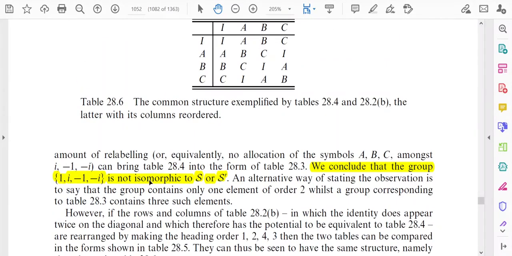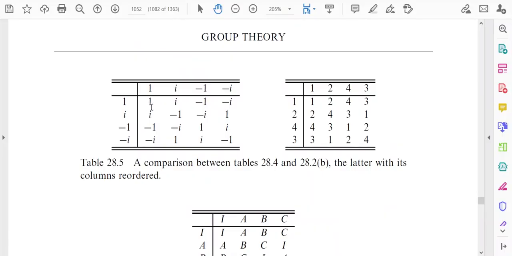So we conclude that the group 1, i, minus 1 and minus i is not isomorphic to S or S prime. An alternative way of stating the observation is to say that the group contains only one element of order 2, whilst a group corresponding to table 28.3 contains 3 such elements. Actually, the point is that if we closely look at the group multiplication table, then this 1 has been generated by the multiplication of 1 and 1, and another one has been generated by the multiplication of minus 1 and minus 1.